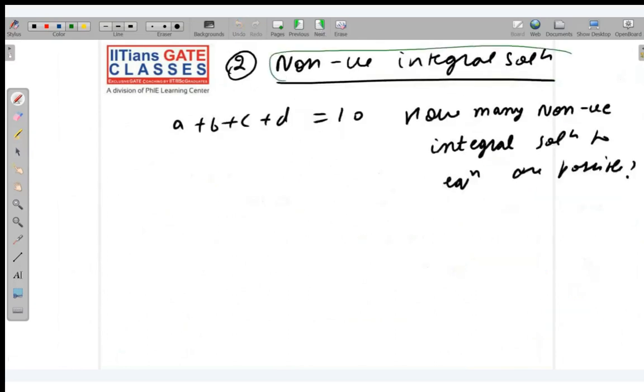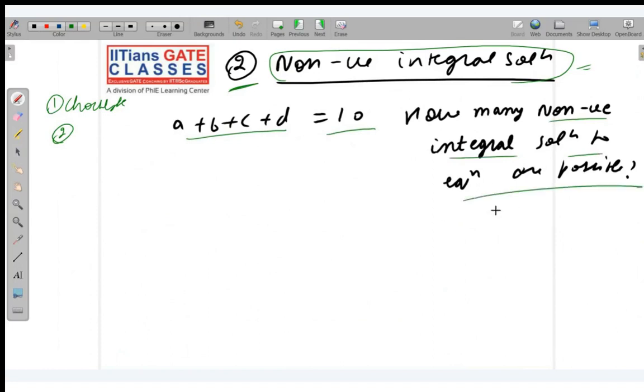Now the next category: non-negative integral solution. This is the second problem. I have told you we will study 5 problems; the first problem, the chocolate problem, we have done. Next is the non-negative integral solution. An equation is given to us, and they ask how many non-negative integral solutions to the equation are possible. I think you have got it. Same scenario: you can consider it as having 4 different kinds of chocolates.